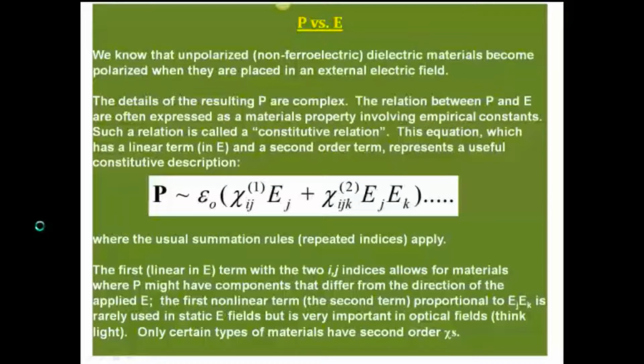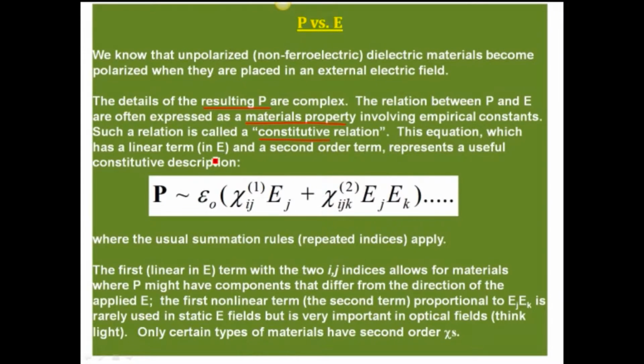Let's look at the polarization versus the E field. Now we know that when we put an unpolarized material into an E field, it becomes polarized. The external electric field will create alignments of dipoles in the dielectric material. The details of the resulting P are complex, and the relation between P and E is often expressed as a material's property, and these involve empirical constants. Such a relation is called a constitutive relation.